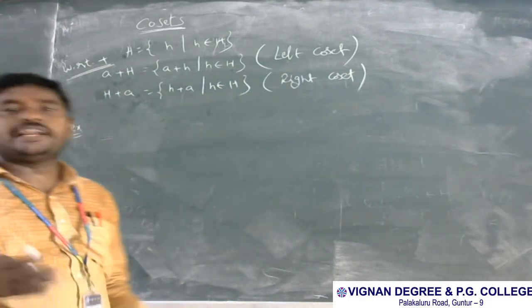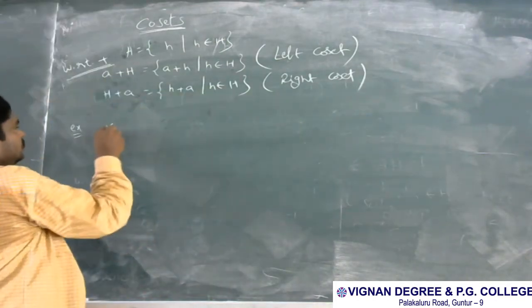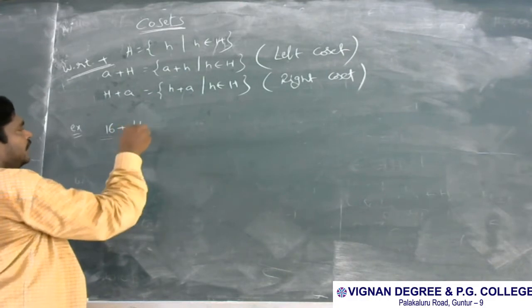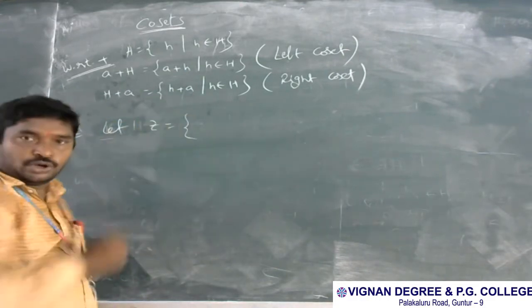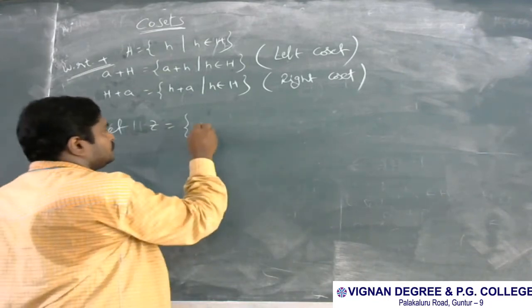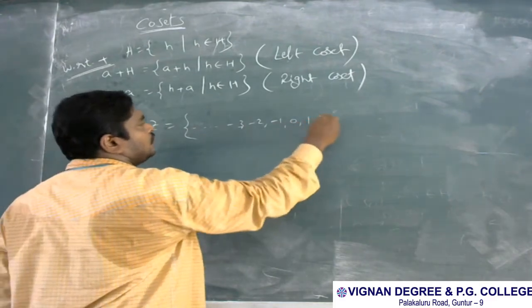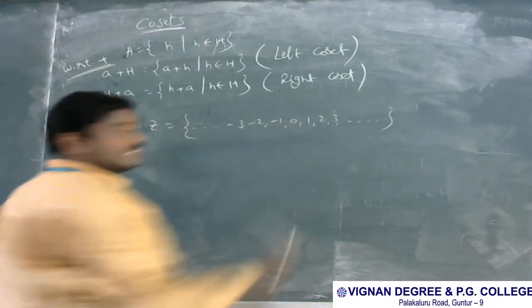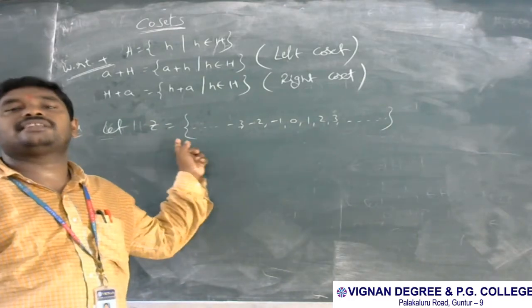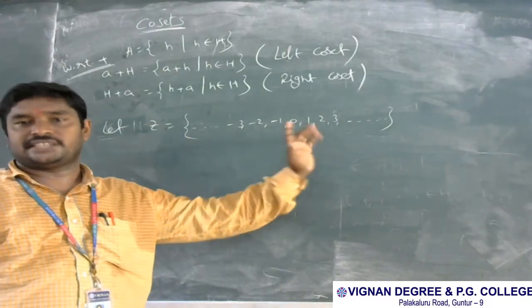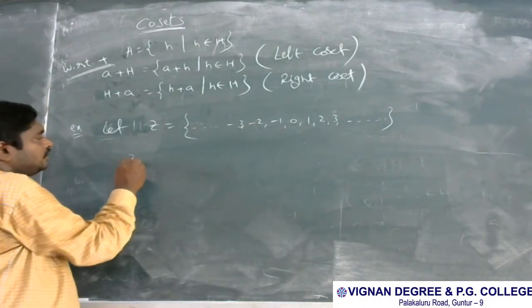Example. Today's date is 16. I am adding 16 plus capital H. Let capital Z be equal to so on, minus 3, minus 2, minus 1, 0, 1, 2, 3, and so on. This is an infinite set. We know Z means the set of integers, an infinite set. Okay? I am adding this to 3 plus Z.